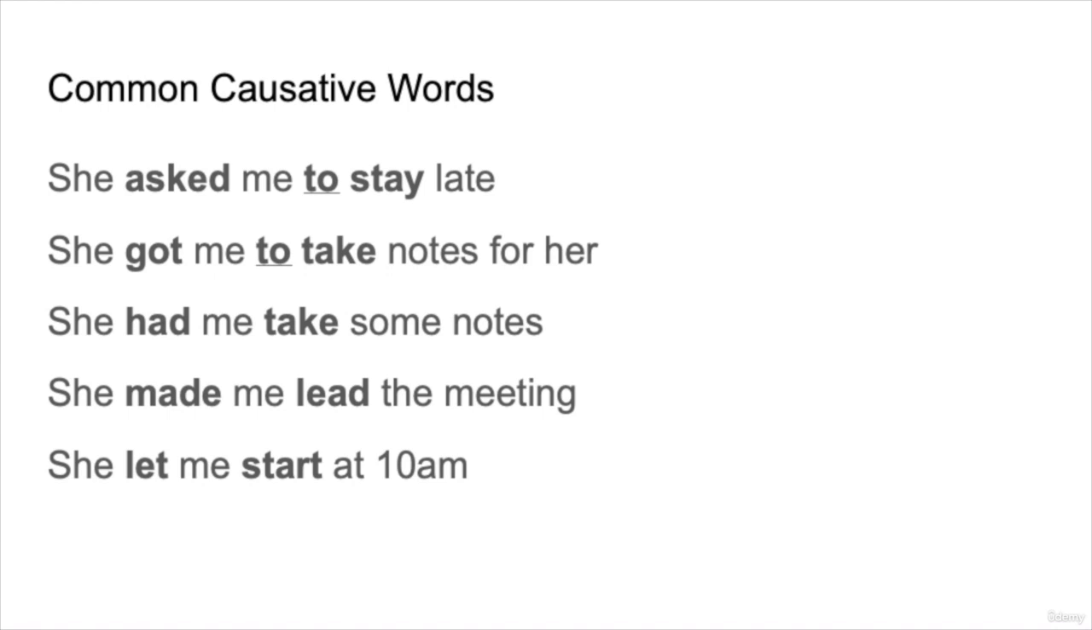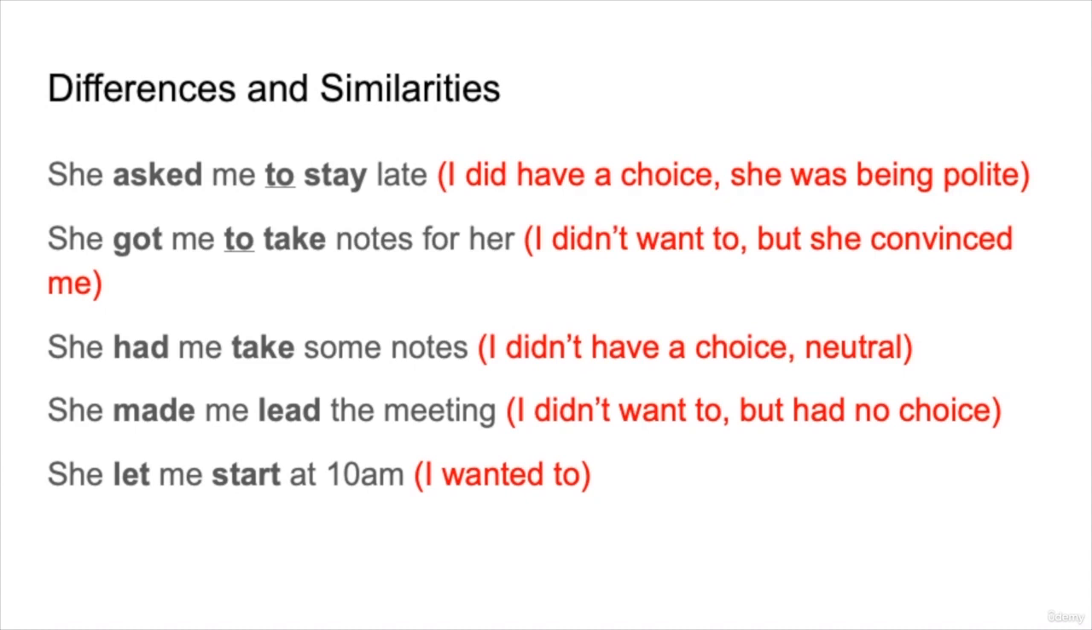She asked me to stay late. She got me to take notes for her. She had me take some notes. She made me lead the meeting. She let me start at 10 a.m. So while all these words are quite similar, the nuances make them have sort of different meanings. So let's take a look.